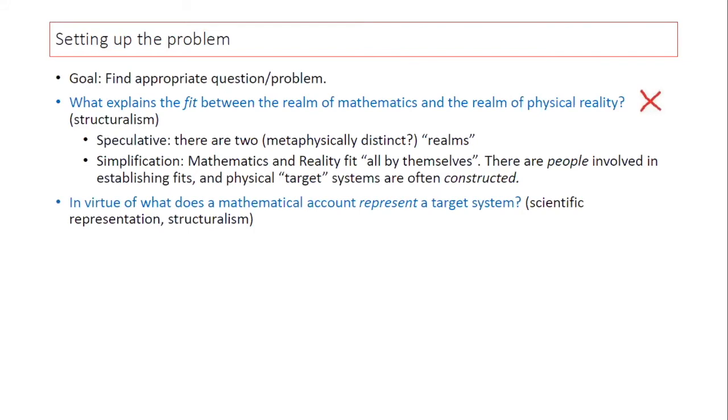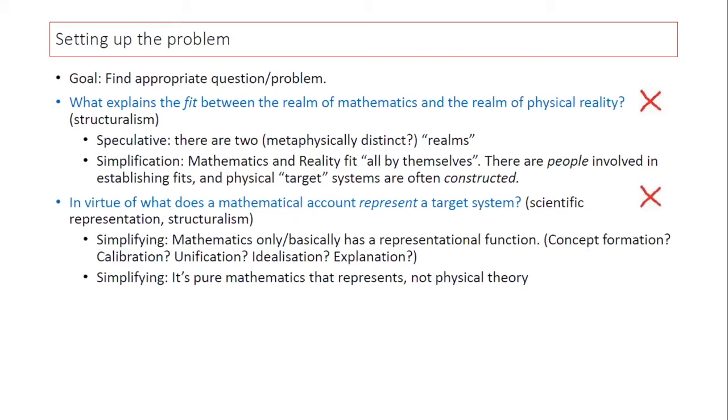Another question might be, in virtue of what does a mathematical account represent a target system? So now we assume that it's the representational role that explains the usefulness of the mathematics. Again, I think there are simplifications involved here, namely, first, we seem to assume mathematics either only or basically has a representational function, but maybe functions like conceptual development, calibration, explanation, maybe they can't be explained in terms of representation. I think we shouldn't assume this from the outset.